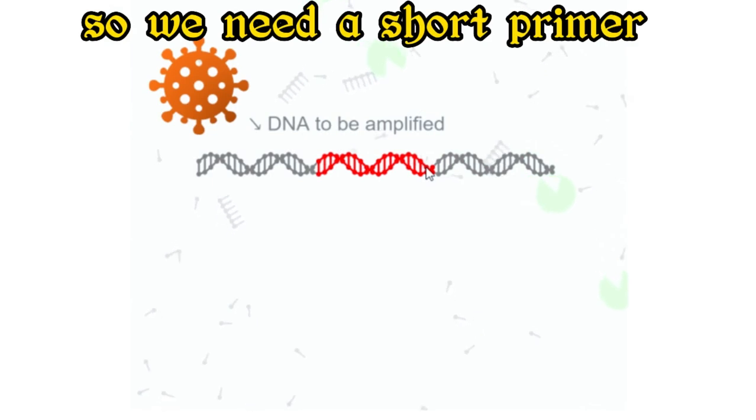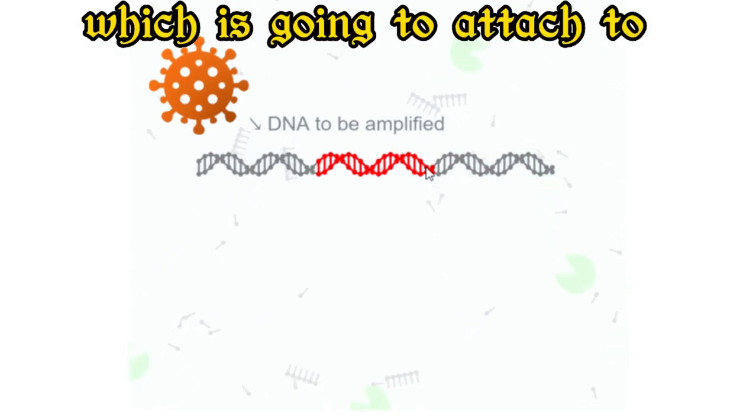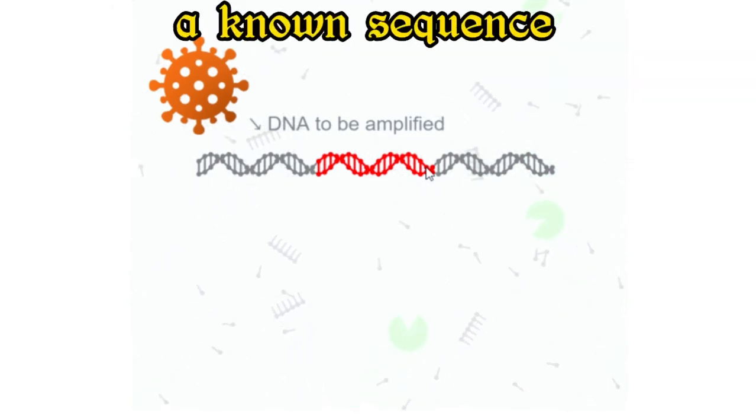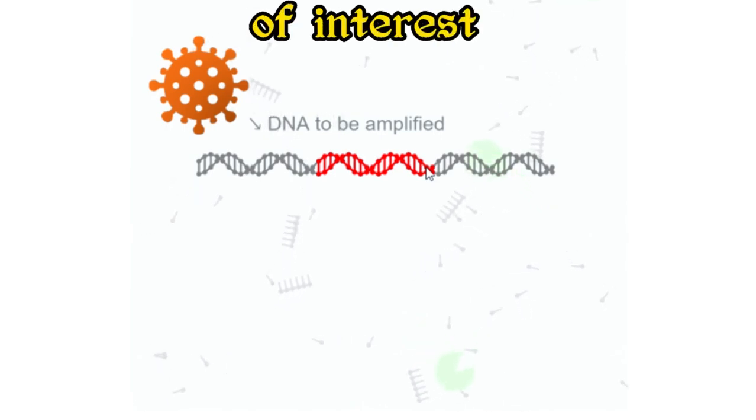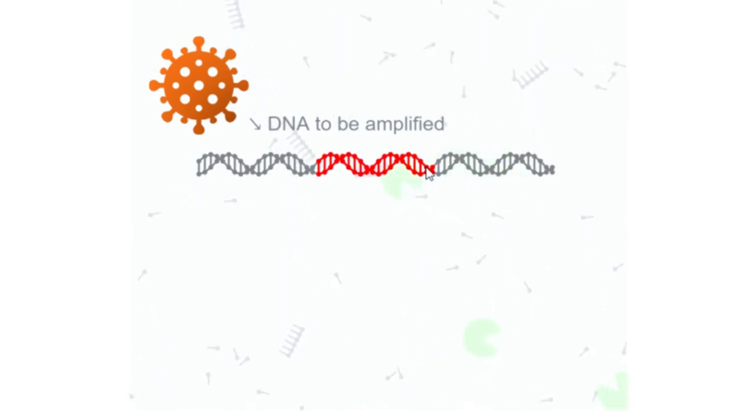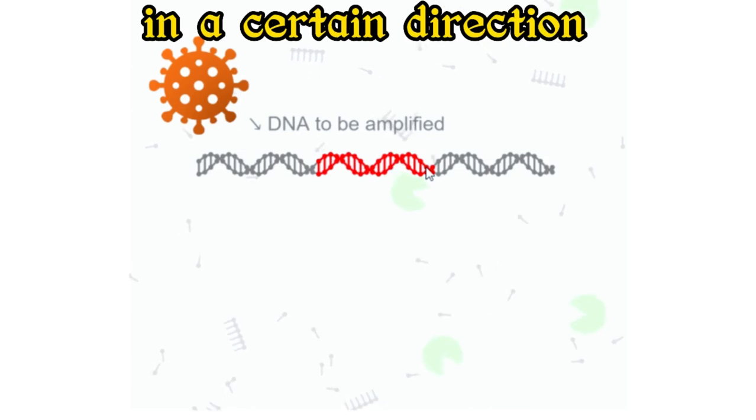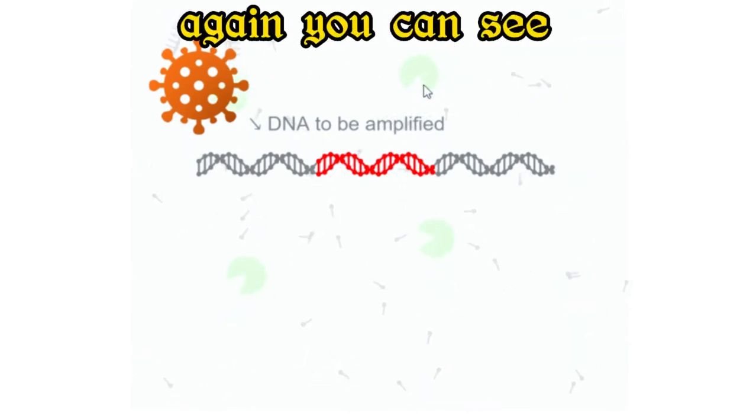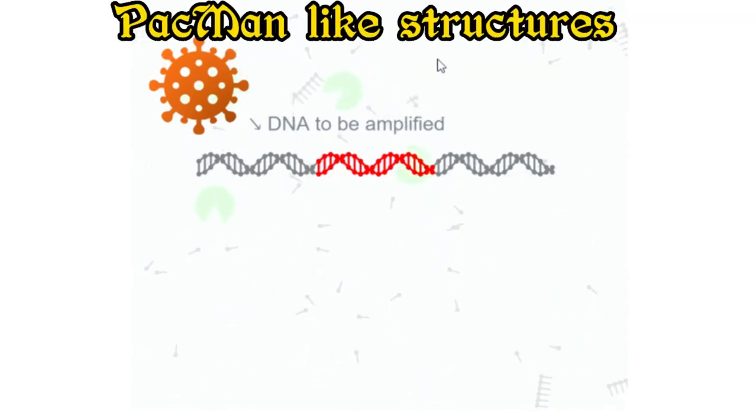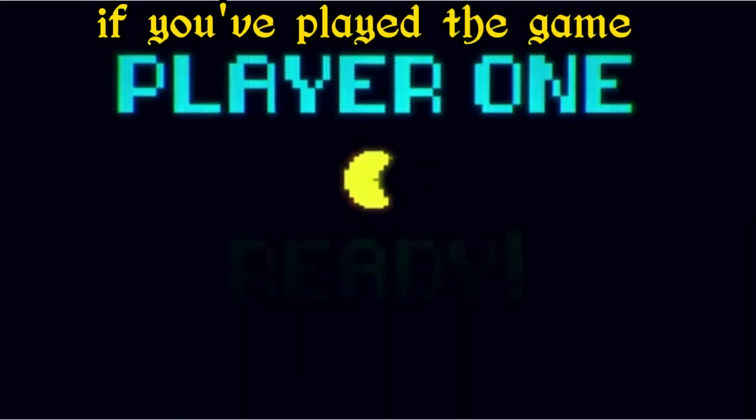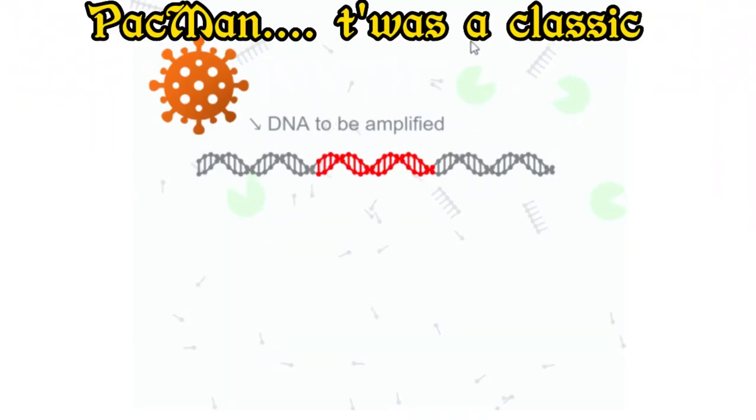So we need a short primer which is going to attach to a known sequence or target sequence of interest, and then this DNA polymerase is going to run in a certain direction. Again, you can see here that we've got these Pac-Man-like structures. If you've played the game Pac-Man, it was a classic in the olden days.